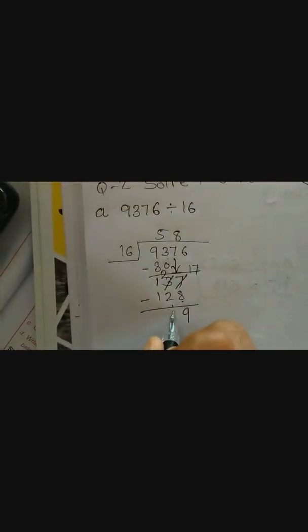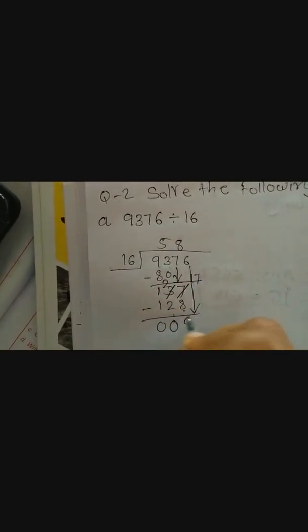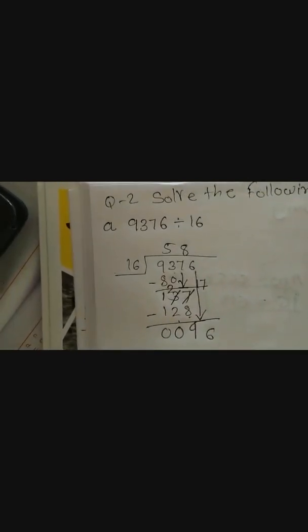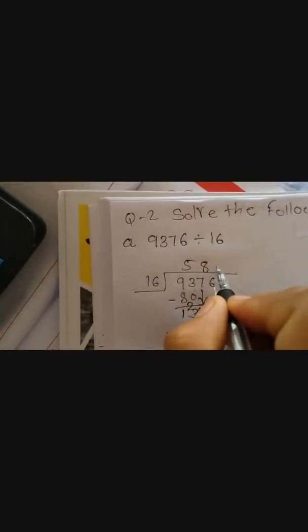2 minus 2, 2 on your finger, cut 2, the remaining number is 0. 1 minus 1, the remaining number is 0. We will bring down 6. The next number is 96. 16 sixes are 96.